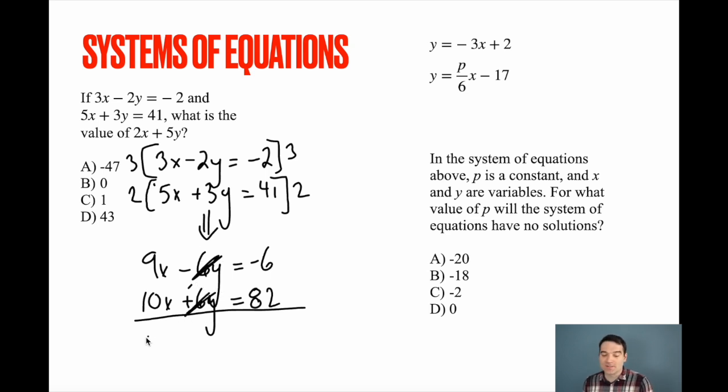When I add these two equations together, I get 19x equals 76. Divide both sides by 19, and I find that x equals 4. But I'm not done yet, right? Because I only have the value of x. I need to find the value of y.